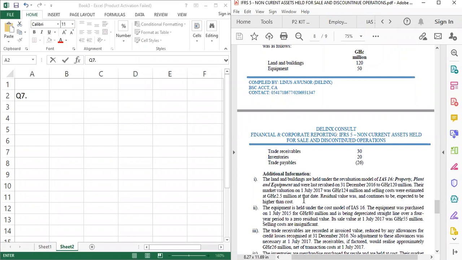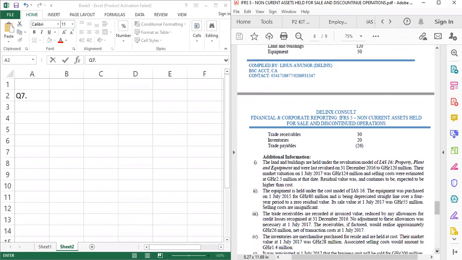The trade receivables are recorded at invoice value, reduced by any allowances for credit losses recognized at 31st December 2016. No adjustment to these allowances was necessary at 1st July 2017. The receivables, if factored, will realize approximately 26 million net of transaction costs at 1st July 2017. Should I continue?